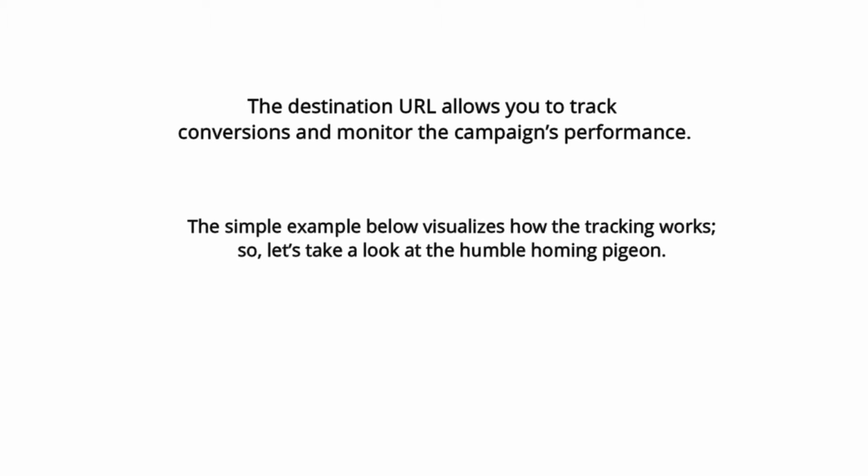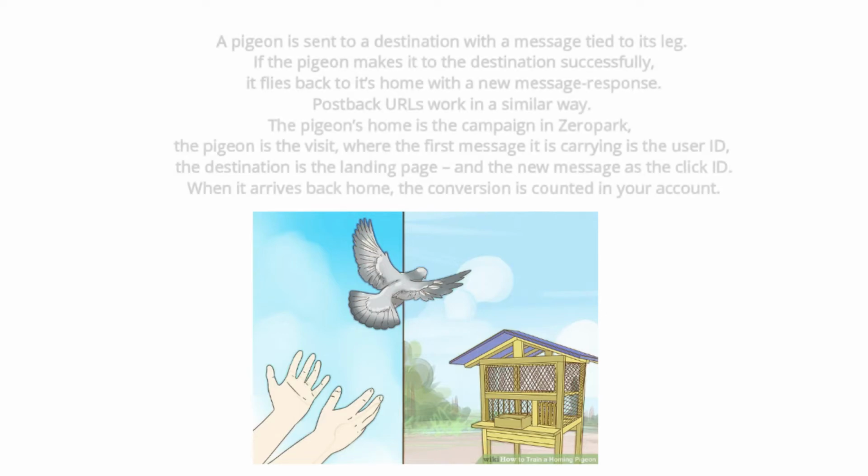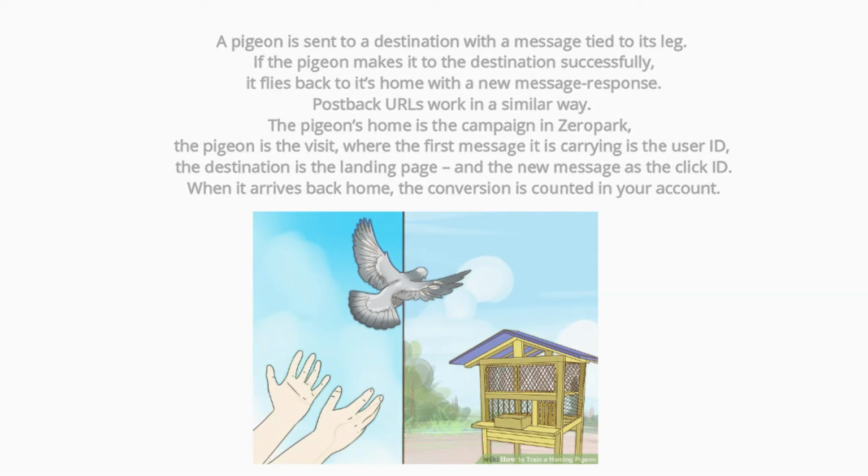A pigeon is sent to a destination with a message tied to its leg. Now, if that pigeon makes it to the destination successfully, it flies back to its home with the new message response. Postback URLs work in a similar way. The pigeon's home is the campaign in Zeropark. The pigeon is the visit, where the first message it is carrying is the user ID. The destination is the landing page. And the new message that comes back to Zeropark is going to be the click ID. So when it arrives back home, the conversion is counted in your volume in Zeropark.